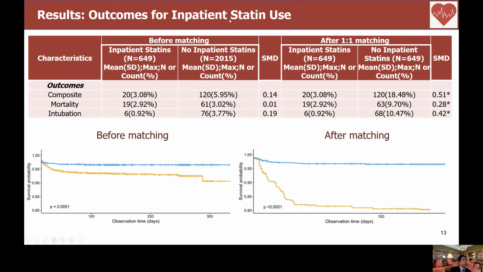And in terms of inpatient statin use, there were also not notable differences in terms of the findings compared to the antecedent statin user cohort. So both before and after matching, the statin users suffered significantly lower event rates for severe COVID-19 disease, both before and after propensity score matching.